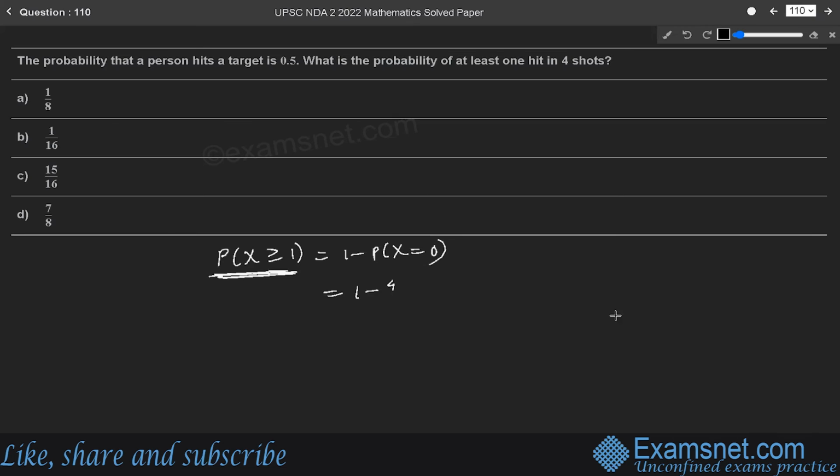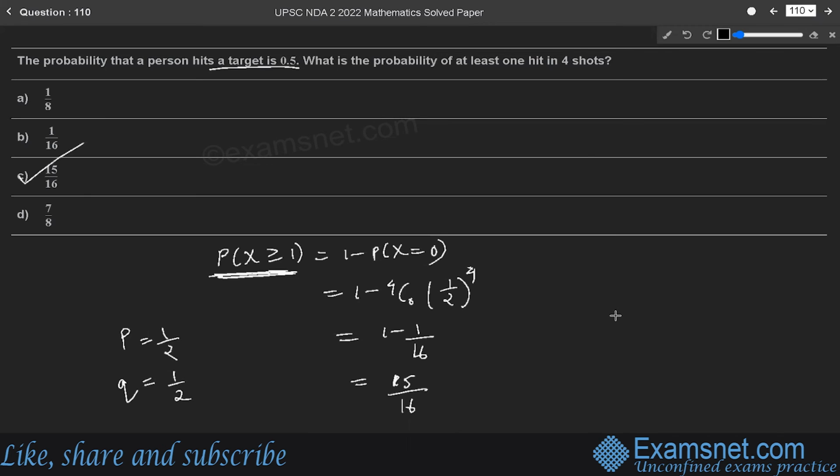So it will be 1 minus 4C0. We also know that the probability that a person hits a target is 0.5, means 1 by 2. Probability of not hitting a target is also 1 by 2. So now it will be 1 by 2 into 1 by 2 into 1 by 2 into 1 by 2, 4 times, so the power will be 4. On further solving, it will be 1 minus 1 by 16, which gives 15 upon 16. See, all these questions are very, very simple. So the correct option here is option number C. If you know all the basic concepts about probability, you can solve any question of probability.